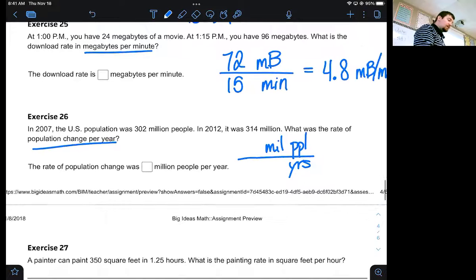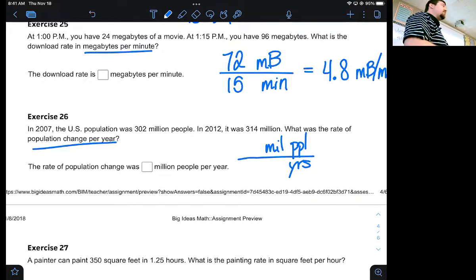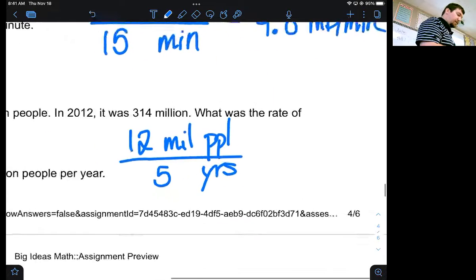Okay, so let's start by doing the same thing Thomas did in the last question, which is figuring out what our population grew by. Ashland, if it goes from 302 million people to 314 million people, how many million people of an increase is that? Yeah, 12 million people increase. And Rayleigh, if it went from 2007 to 2012, how many years went by? 5 years. Okay, Rayleigh, do 12 divided by 5 for us, and we'll have our unit rate.